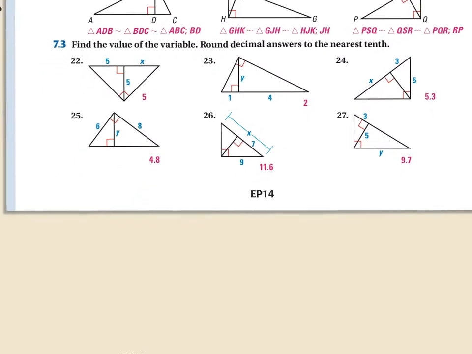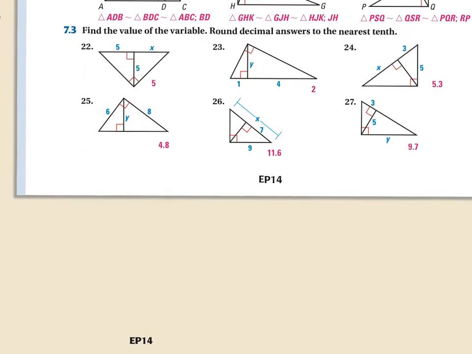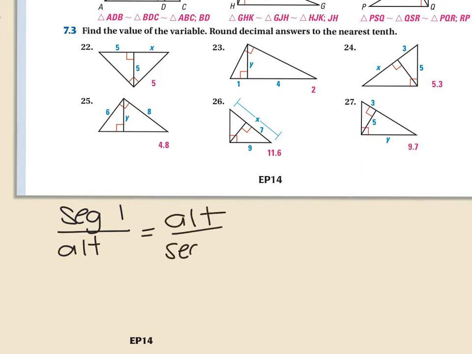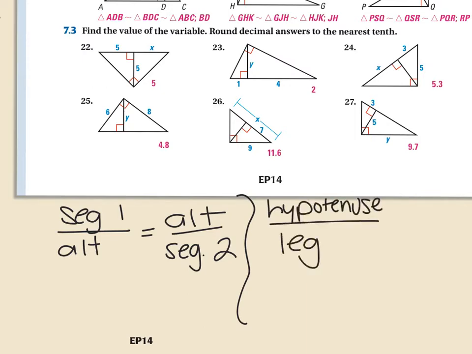So there were two little ratios that you learned in this section. They were segment 1 over altitude equals altitude over segment 2. So the first grouping you don't, but this one too. And then the second one was hypotenuse over leg equals leg over segment of the hypotenuse adjacent to the leg.